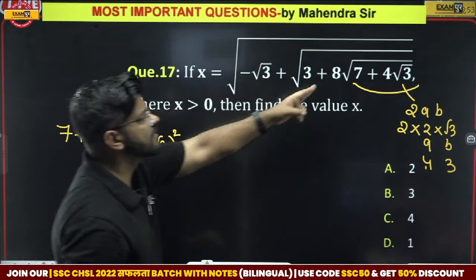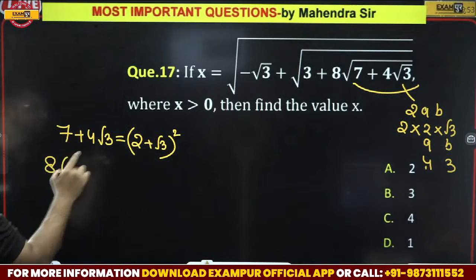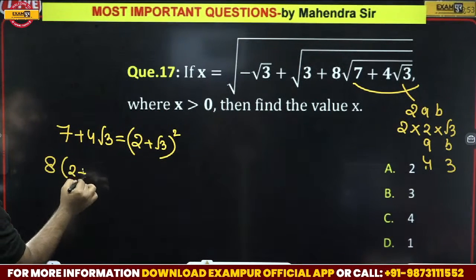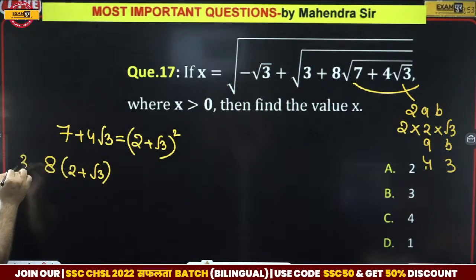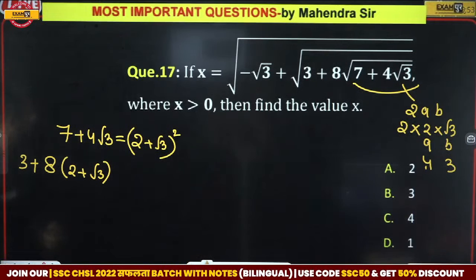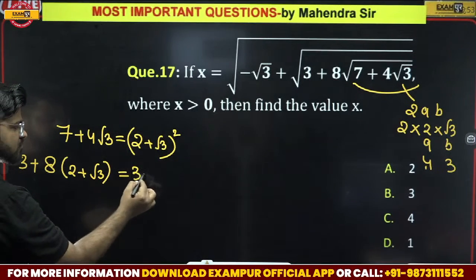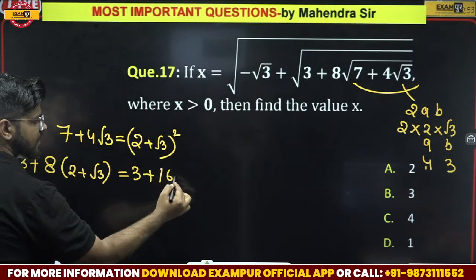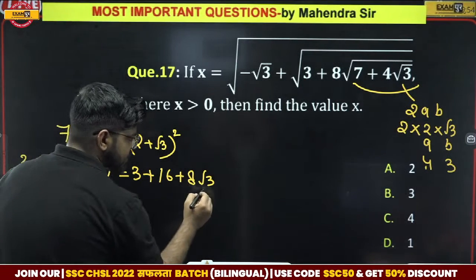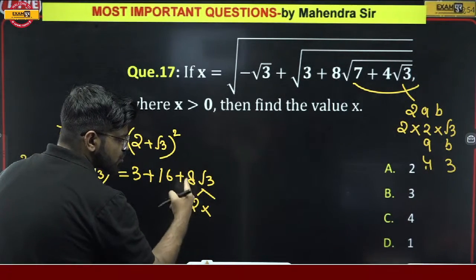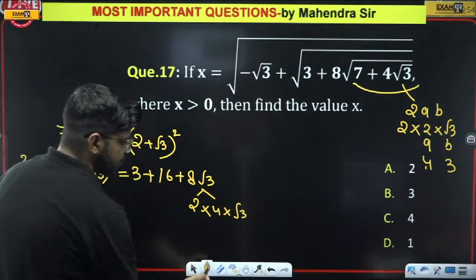Now the square gets cancelled out by the square root. What will we get? We will get 8 into (2 plus root 3). And before that we have 3 also. So 3 plus 8 root 3. Clear to everyone? Now what is going to happen here? Let's see. So here we have 3 plus 16 plus 8 root 3. Again we will get 2ab from here. So 2 into 4 into root 3.